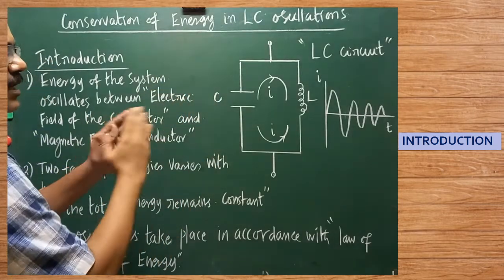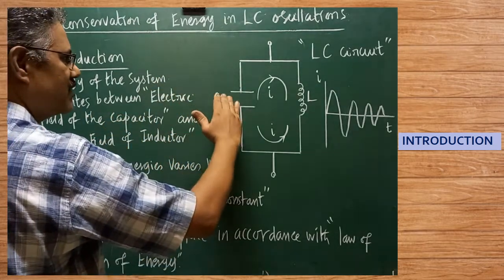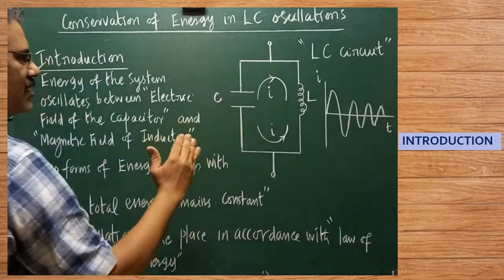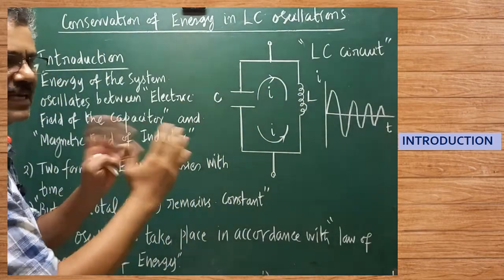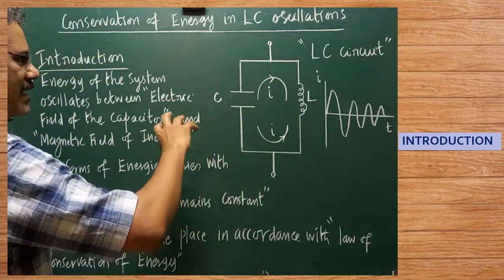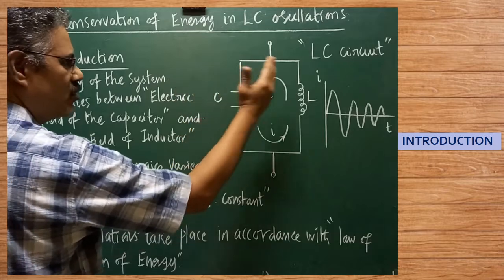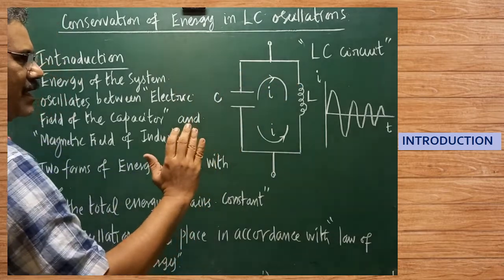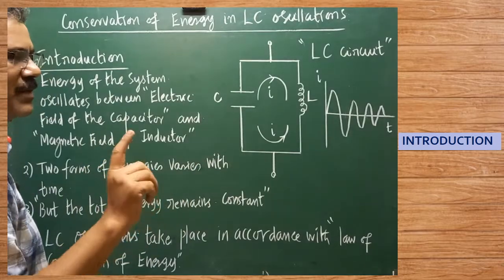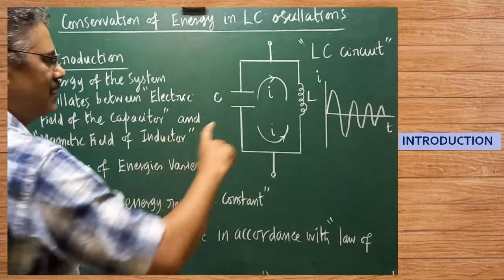So alternately, what will happen? The energy will be transferred from capacitor to inductor, and inductor to capacitor. This kind of exchange of energy takes place between the capacitor and the inductor. When the energy is transferred from one component to another, what will happen? The current changes both in magnitude as well as in direction.